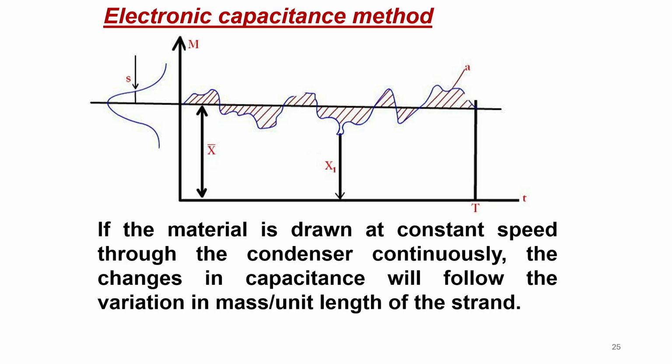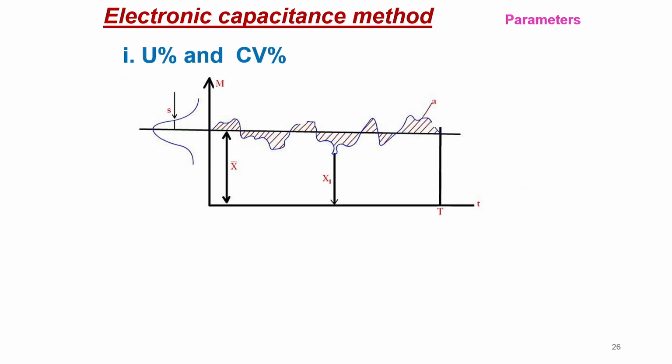Now, you can see if the material is drawn at constant speed through the capacitance continuously, the changes of capacitance will actually follow this type of curve, okay? The mass per unit length variation will follow, and U% and CV% can be calculated. So, this is the total summation here.